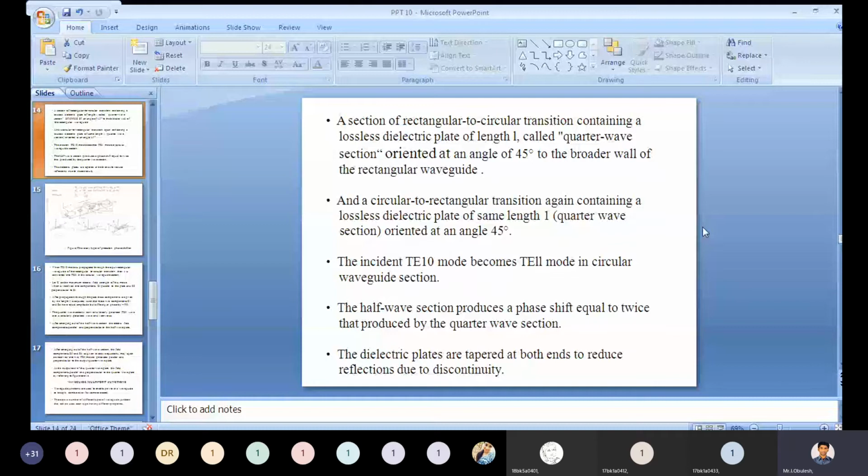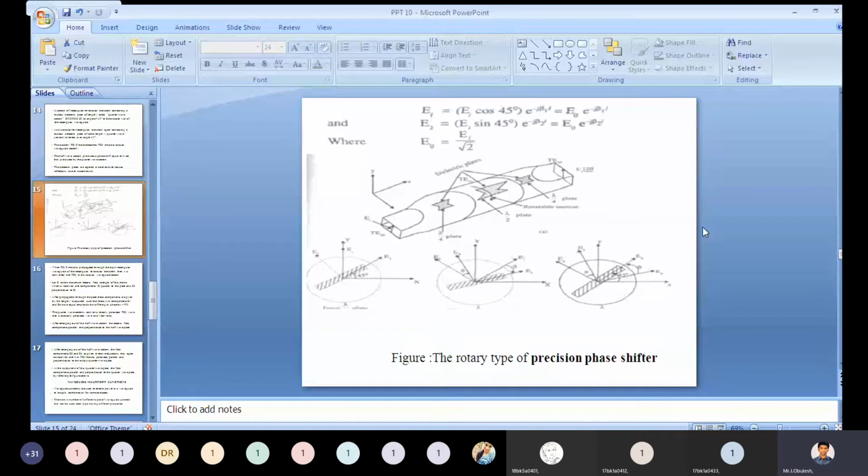See the diagram. From this we need to derive the precision phase shifter. E1, E2, E0: what is the value of all these? We need to discuss this from the precision phase shifter. Here we have, in addition, the plate sizes: the plates have lengths of lambda by 4, lambda by 2 and lambda by 4. This is RA, RB, RC.